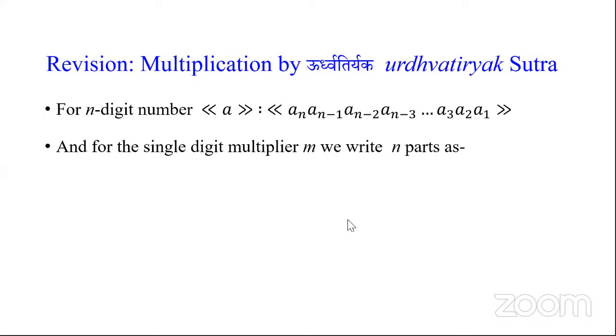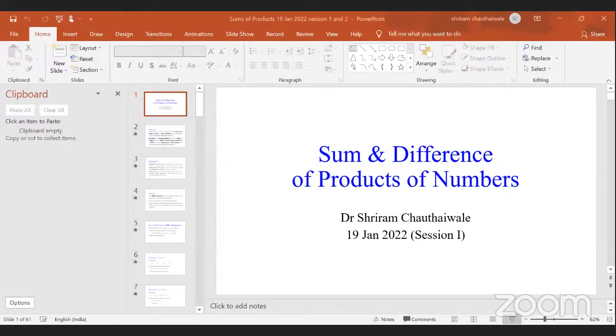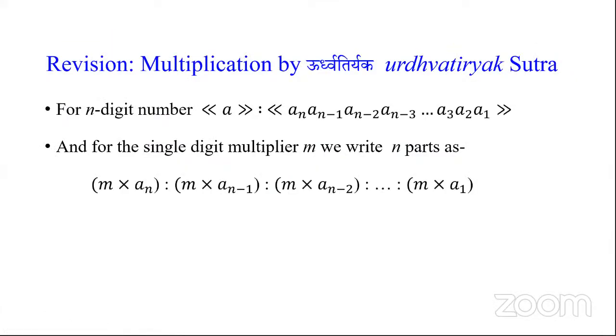So there will be n parts for it because n digits are there and the multiplier is a single digit. The n parts will be written like this. Somebody is playing with the things. Yes. The multiplication will be like this.